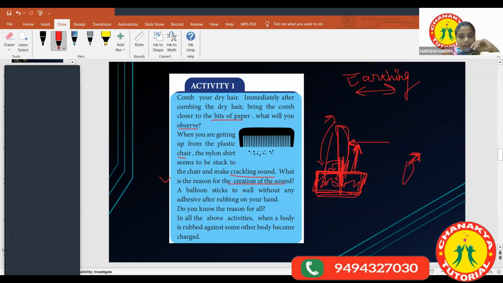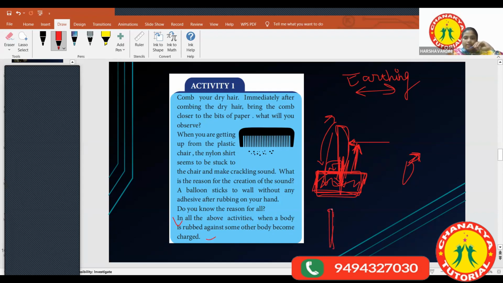A balloon sticks to the wall without any adhesive after rubbing it on your hand. Do you know the reason for all the things mentioned above? Can you make a guess what actually happens? Anybody? Ma'am, it's because of heat. Because of heat, okay? Static electricity, I think. Okay, static electricity. As already shown in all the above activities, when a body rubs against some other body, they become charged. So this happens in nature.